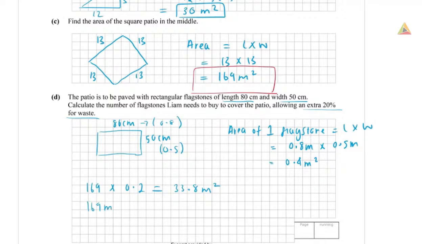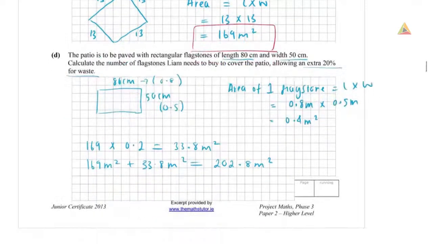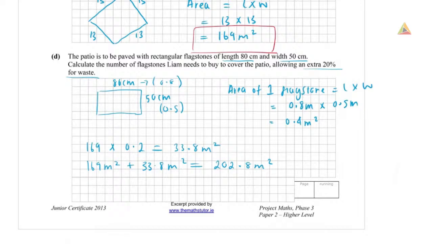So it's 169 meters squared plus 33.8 meters squared. Plug that into the calculator. That gives us 202.8 meters squared. So that's the area that we're dealing with. We want to see how many flagstones we need to cover that area.